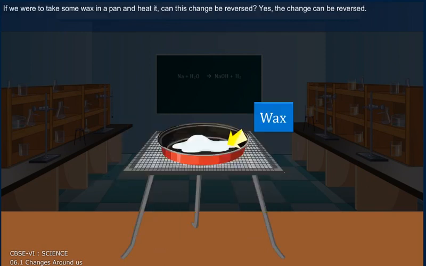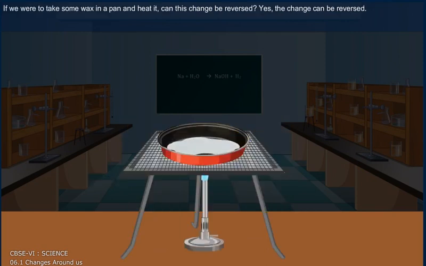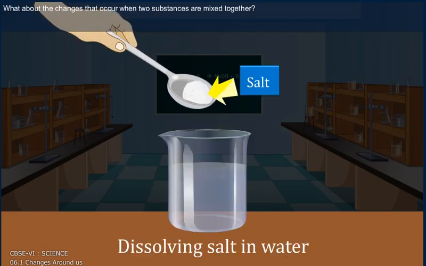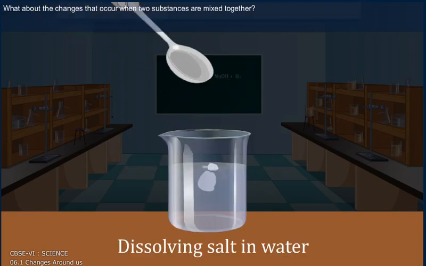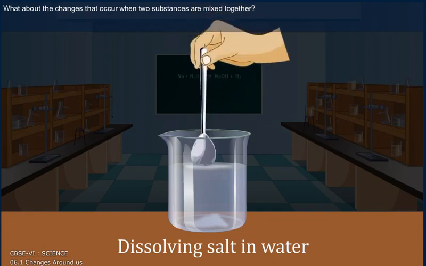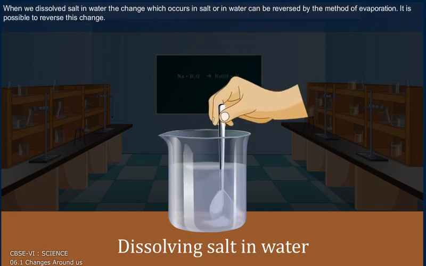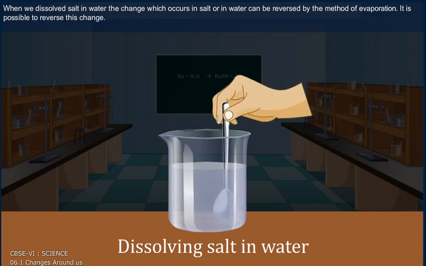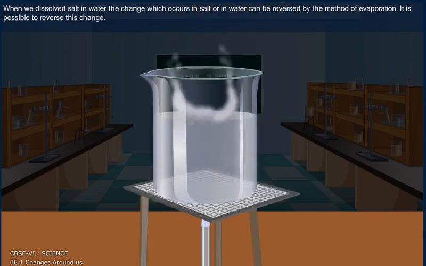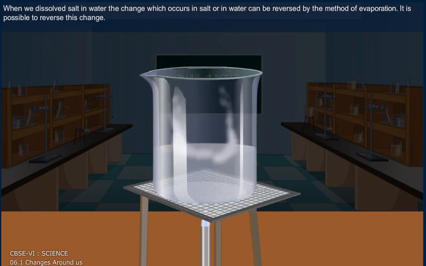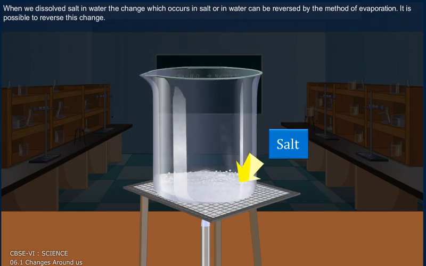If we were to take some wax in a pan and heat it, can this change be reversed? Yes, the change can be reversed. What about the changes that occur when two substances are mixed together? When we dissolve salt in water, the change which occurs in salt or in water can be reversed by the method of evaporation. It is possible to reverse this change.